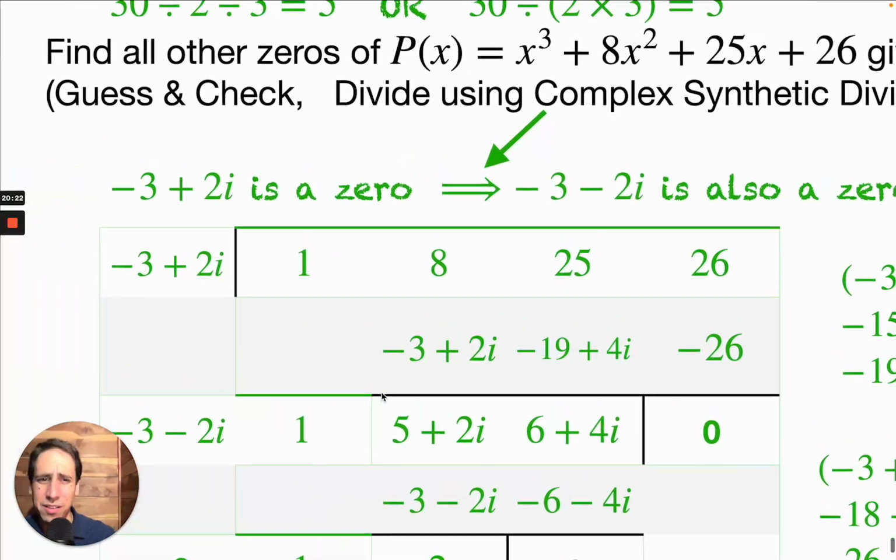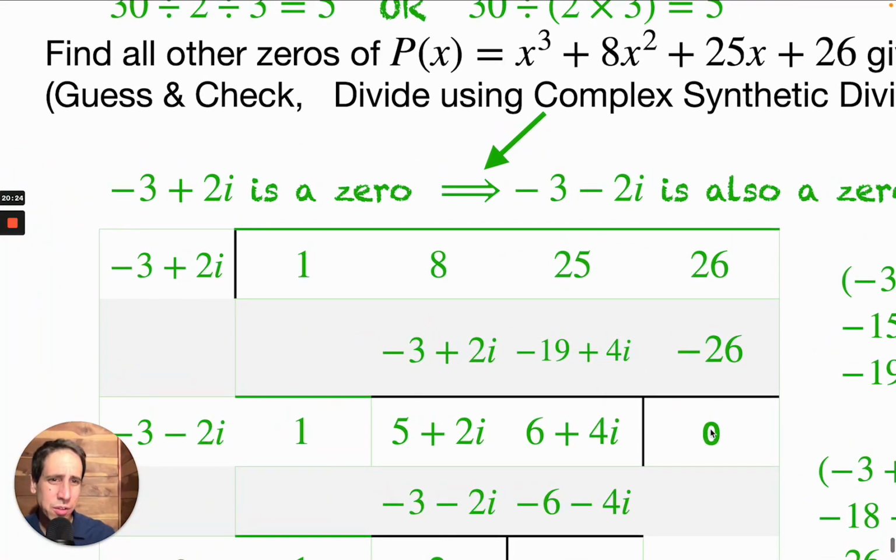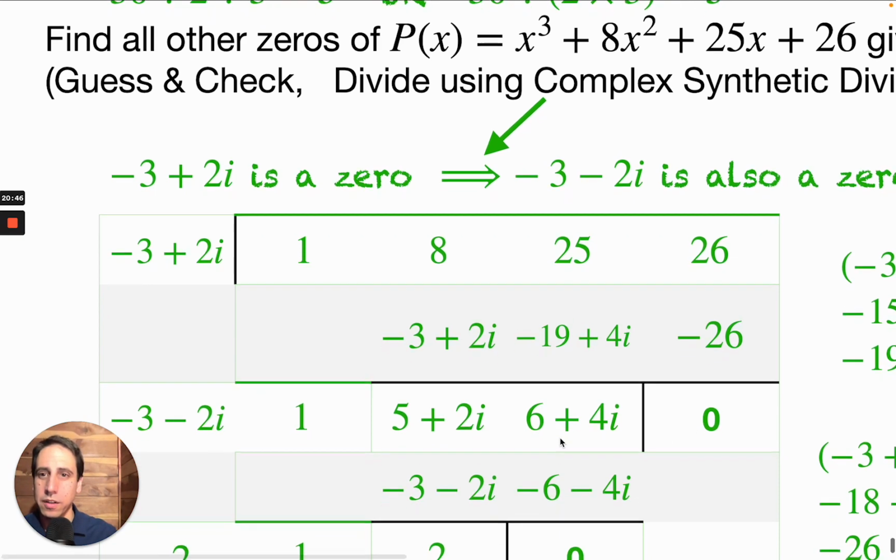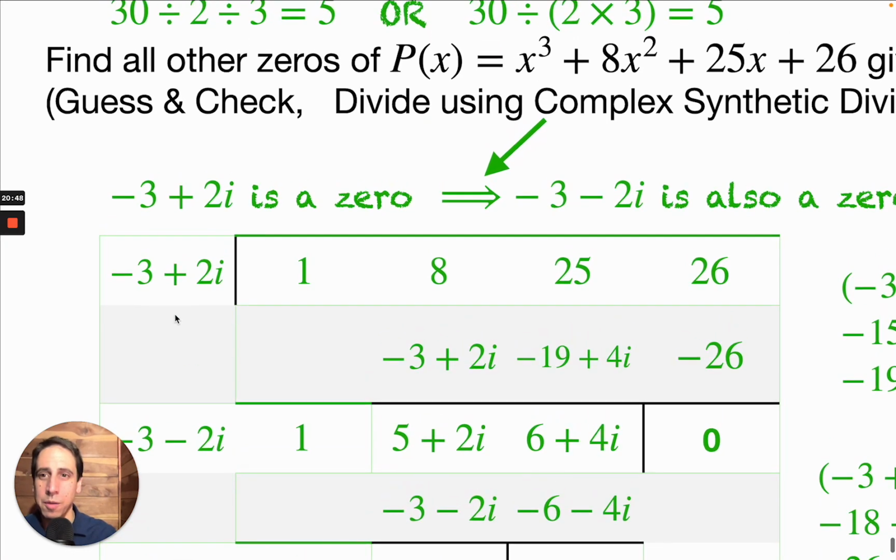Do we expect, wow, is that random chance? Should this be 0? Yes, we should expect this to be 0 because we are told that negative 3 plus 2i is a 0. If we don't get 0 here as an output, then we know something is wrong. This is a remainder, but if the output is 0, then the remainder is also a 0. That's the remainder theorem. All right. We're using the complex conjugate theorem. We know if this is a 0, then this is also a 0.